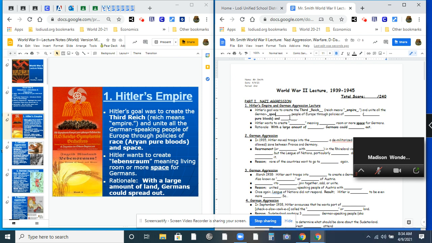But this notion of uniting all German-speaking people is crazy. It would be like trying to unite all Spanish-speaking people or English-speaking people. There's no rational basis for it. But that was what the Nazis used to justify their military attacks, even though it's false.